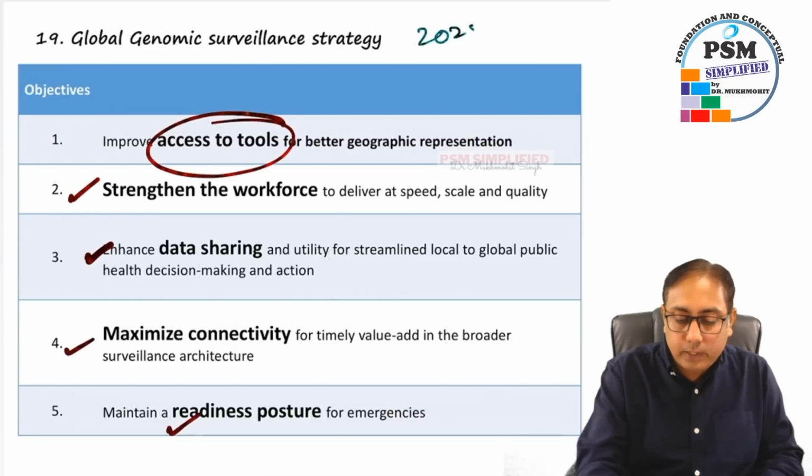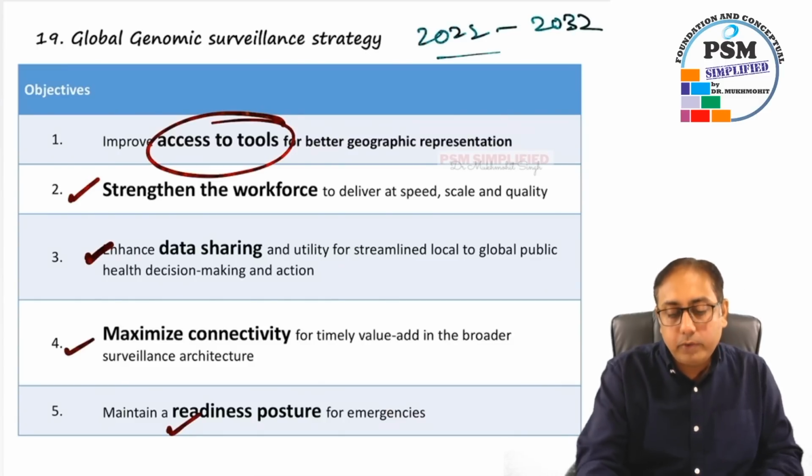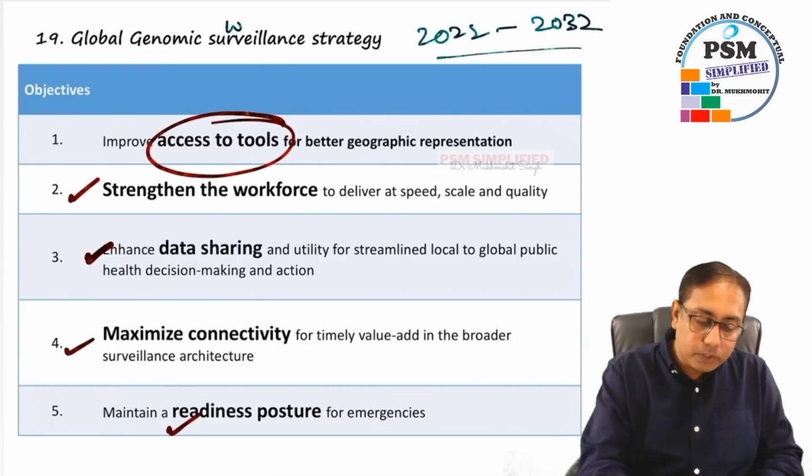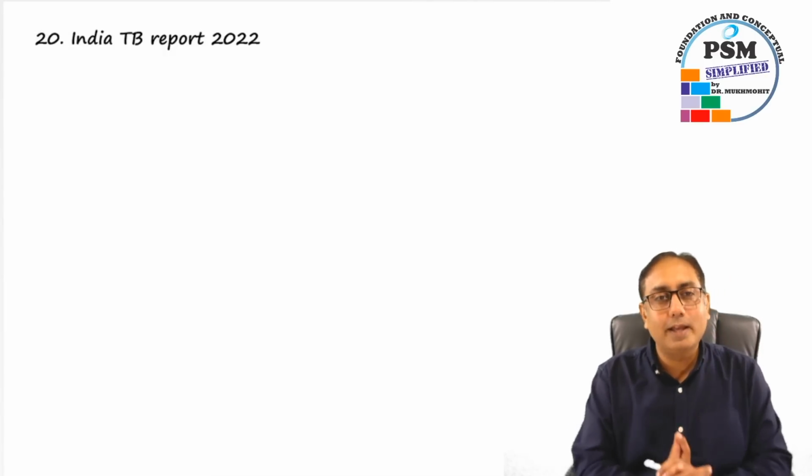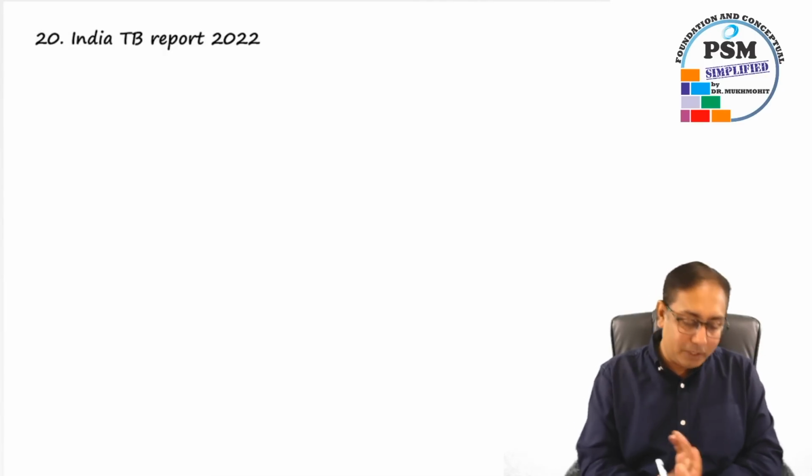It was started in the year 2022. It will be continuing till 2032. It is a WHO project, a project by the World Health Organization. Last in line, India TB Report 2022.